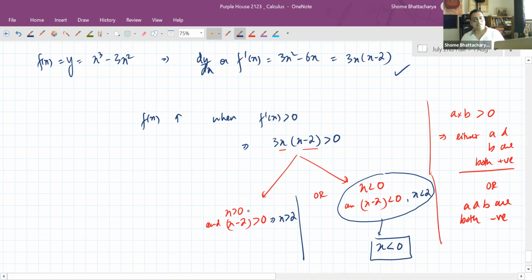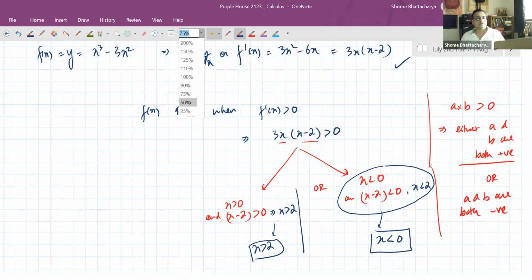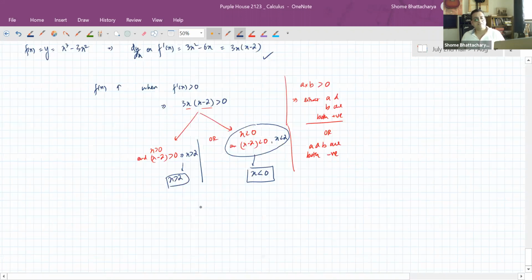And the condition that x is greater than 0 and at the same time x is also greater than 2 means x is greater than 2. So that means f prime x is greater than 0 for x belonging to either minus infinity to 0 or x belonging to 2 to infinity. That is, x is greater than 2 or x is less than 0.